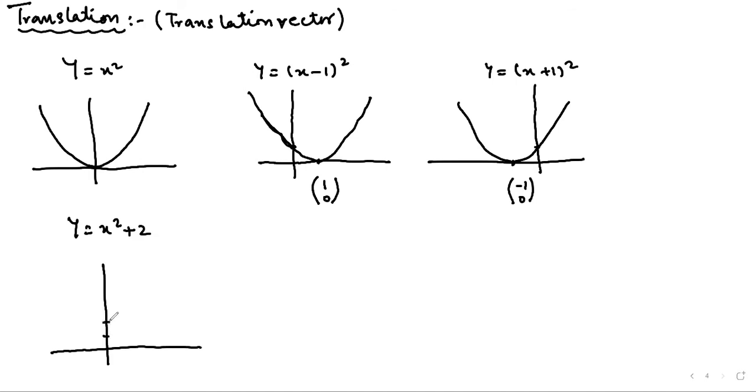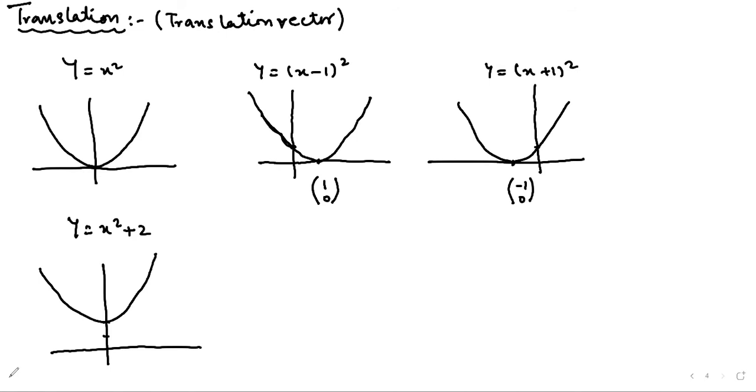What is y in the original curve? x square. There is an addition in x square. There is an addition in y, an addition in f of x. So we will add 2 in all the y coordinates, and the new shape of the curve is this.